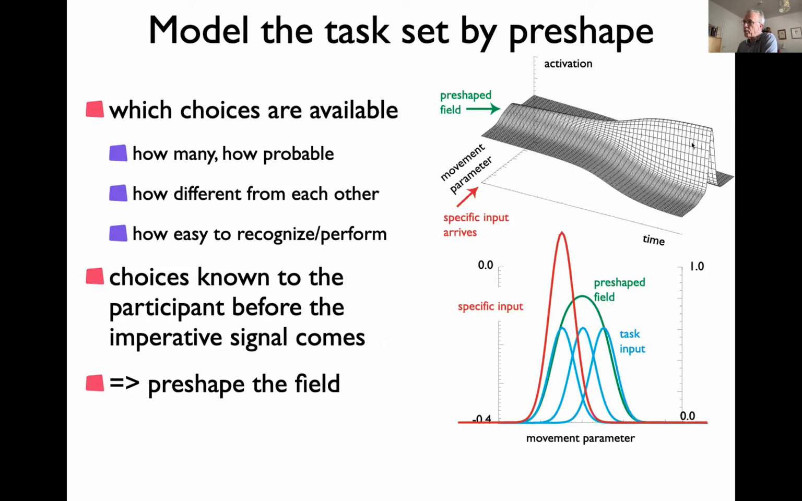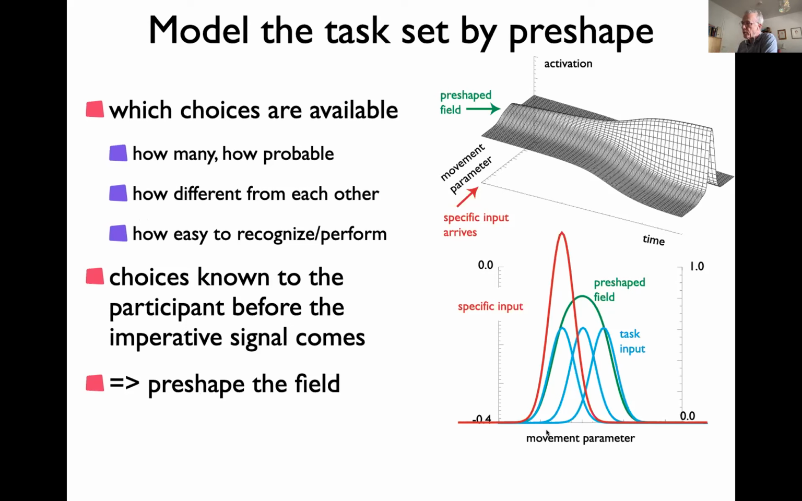But that time will depend on the state of the field initially when that particular imperative signal, which we call here specific input, arises. And you see in this case, we're assuming that the field is already pre-shaped, so that it already has some activation that anticipates where input may be added. That pre-shape could reflect that we know how many choices there are, how likely they are, which choices there are, how different they are from each other, and so on. So pre-shape refers to before the imperative stimulus arises, before the go signal arises.